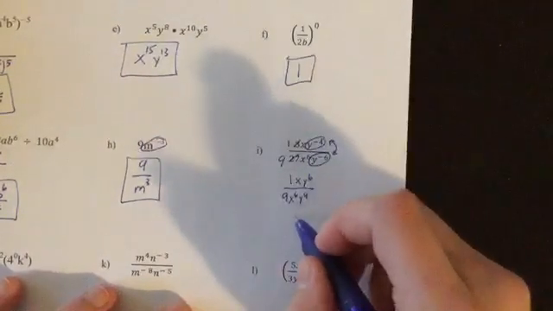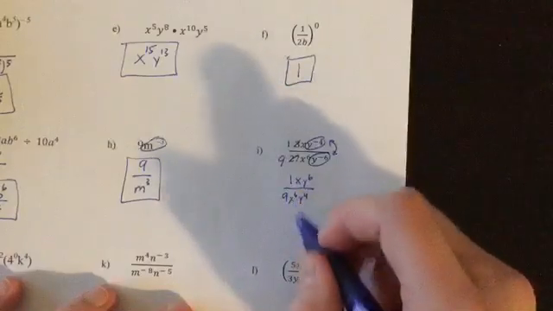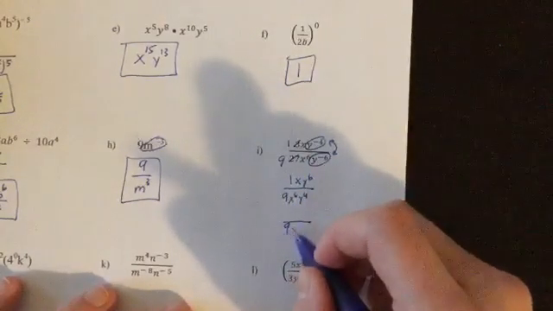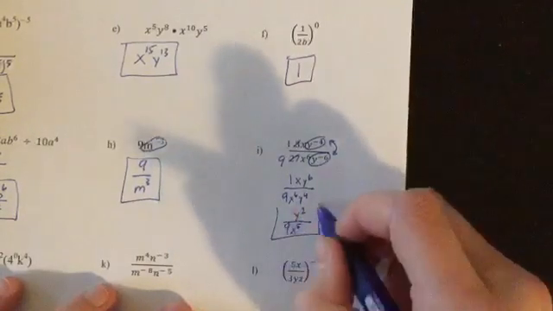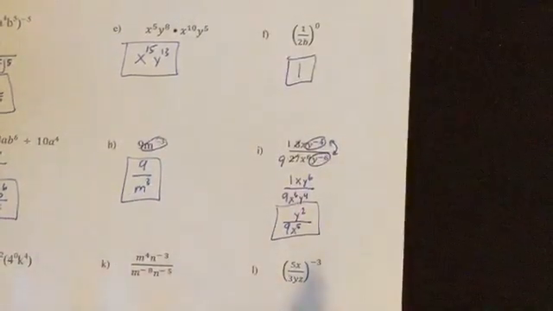Now we can reduce. So let's see, our x's, we're going to have 5 x's on the bottom. Our y's, 4 y's cancel, leaving 2 on top. Y squared over x to the 5th.